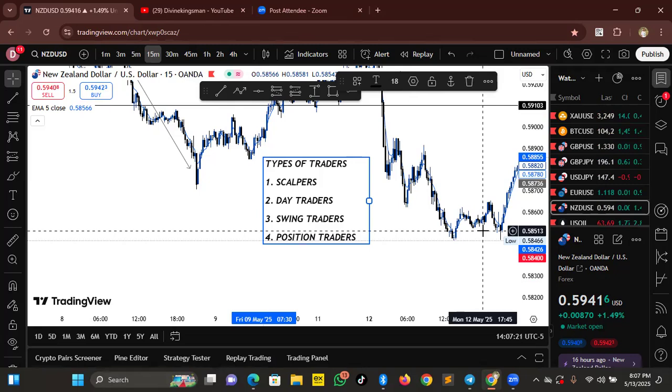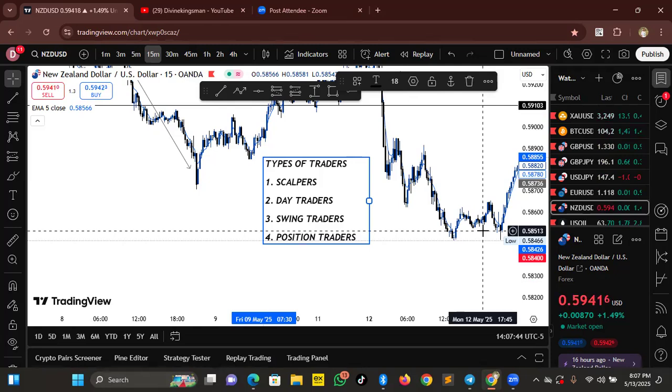Right, so those are day traders. Now, for the third one, we have swing traders. Swing traders are traders who hold their position longer than the scalper and the day trader. These swing traders hold their trades for more than a week, right? So they can hold their trade for a week, 2 weeks, even a month.